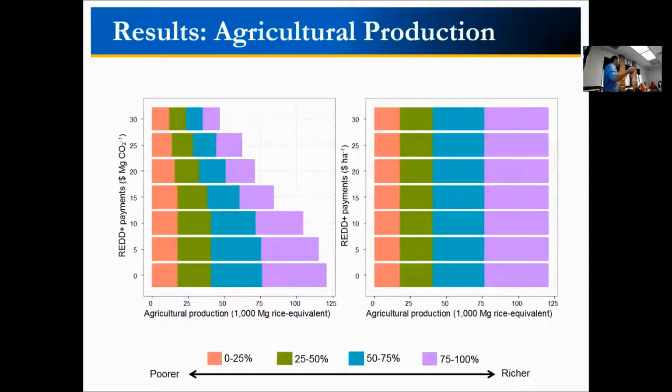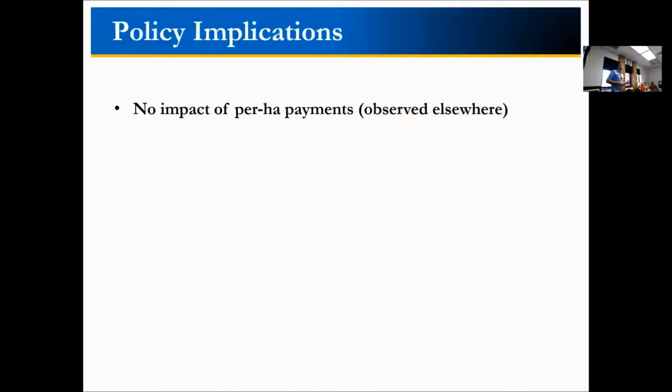And of course, like I mentioned, there's a trade-off between conservation and food production. So the richest households who enroll in REDD also abandon part of their agricultural area, and that's why there is an effect of REDD payments on food production. Okay, I presented this as an illustration of things that you can get out of those simulation models.